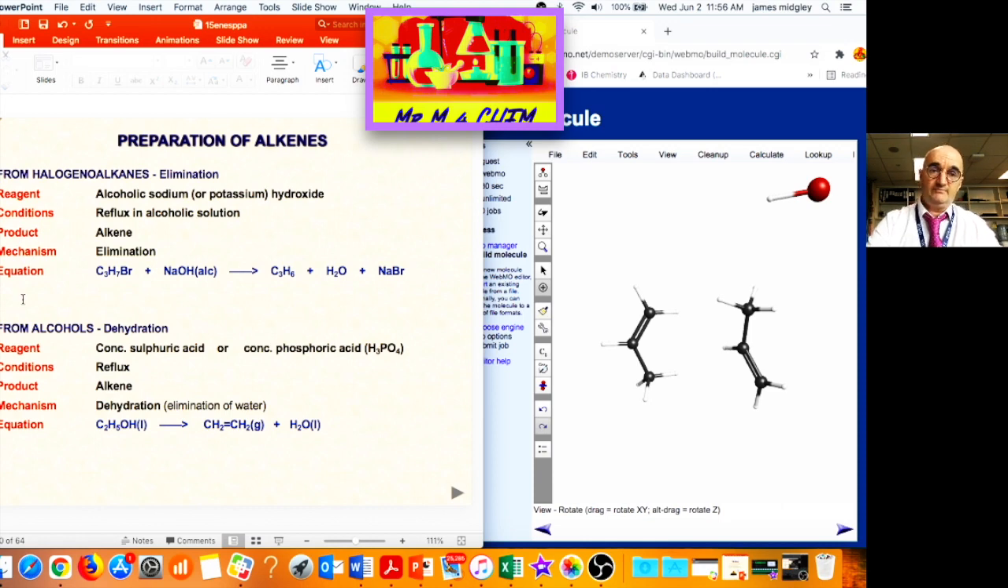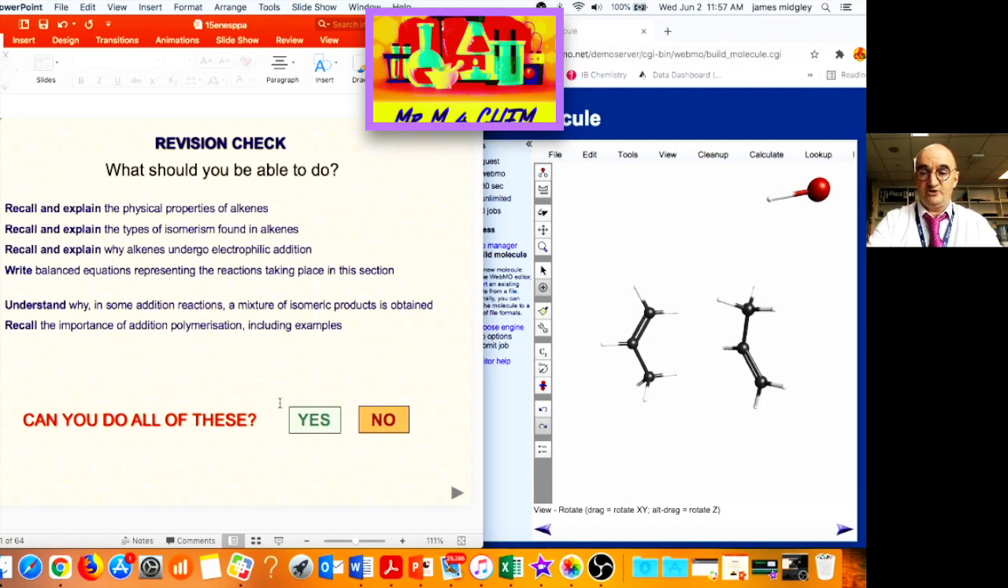So in summary, halogenoalkanes can eliminate using hot alcoholic solution. They eliminate from halogenoalkanes. We'll be doing this in a separate video. The decision between substitution and elimination. Or you can dehydrate alcohols to make an alkene. You should be able to do all of those things.